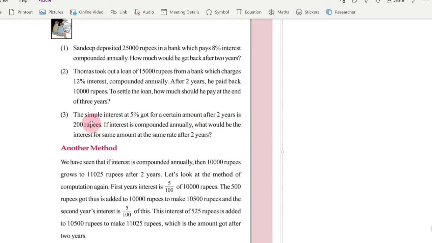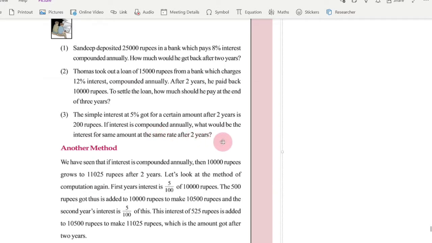See children, here the interest is simple interest. The simple interest at 5% for a certain amount after 2 years is 200 rupees. If interest is compounded annually, what would be the interest for the same amount at the same rate after 2 years?